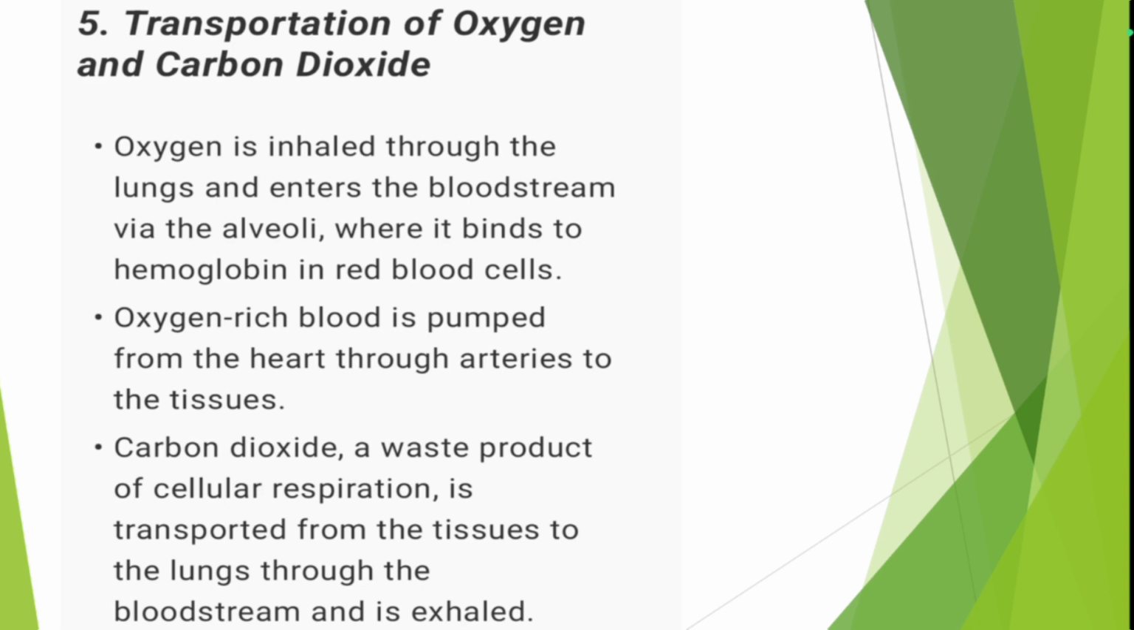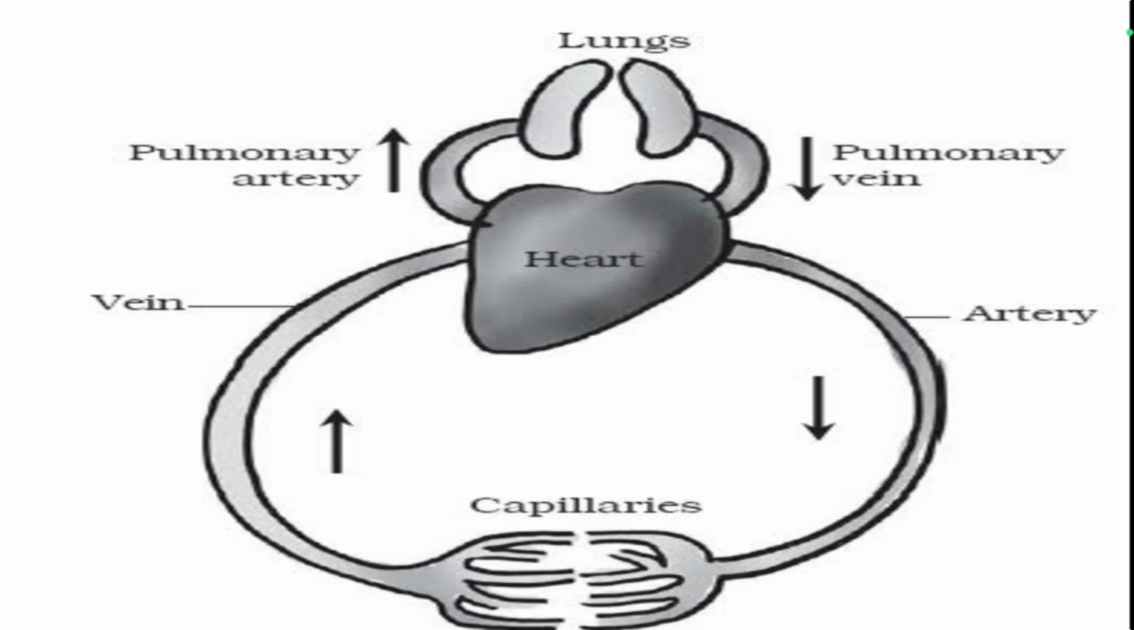As I told you, the similar thing happens in this whole process. Then this is a schematic diagram of the circulatory system. As you can see, as I told you, the pulmonary artery and the pulmonary vein. Pulmonary is associated with lungs, and on the upper part you can see the lungs, then the heart, the capillaries, and the systemic vein and the systemic artery.